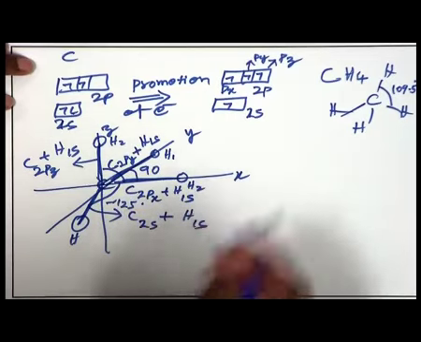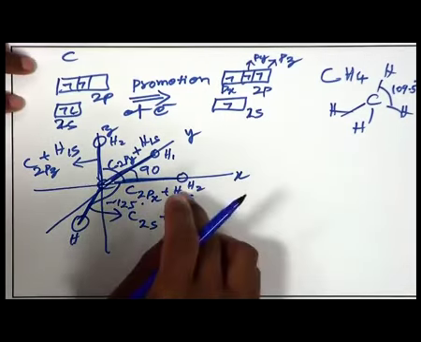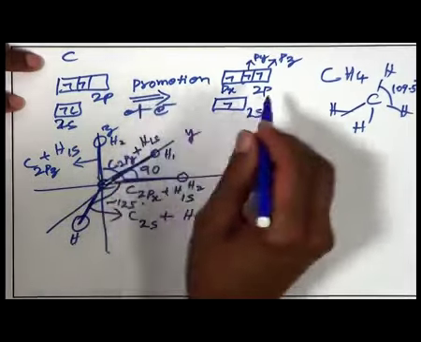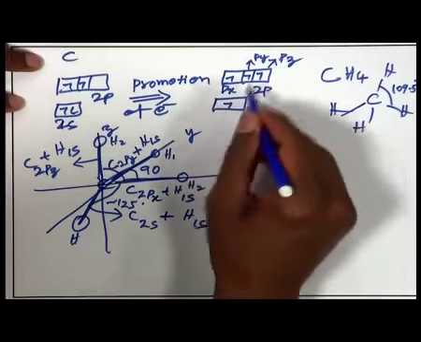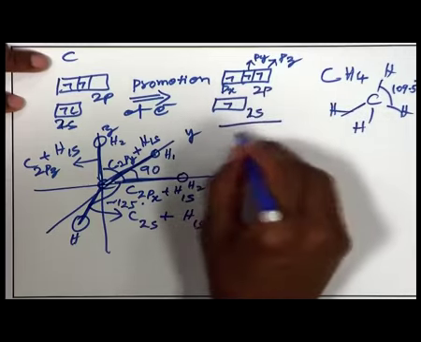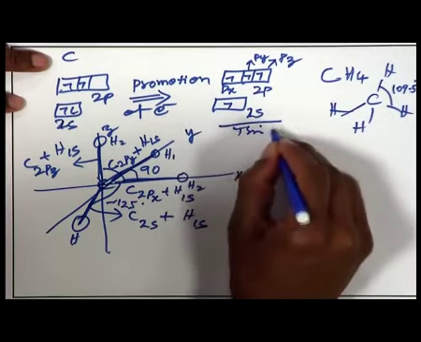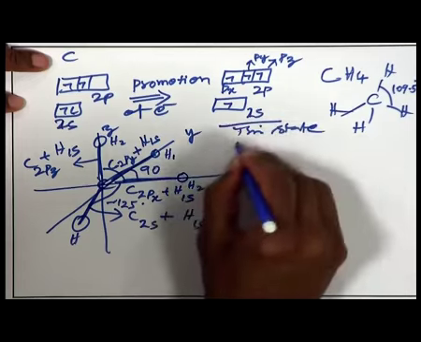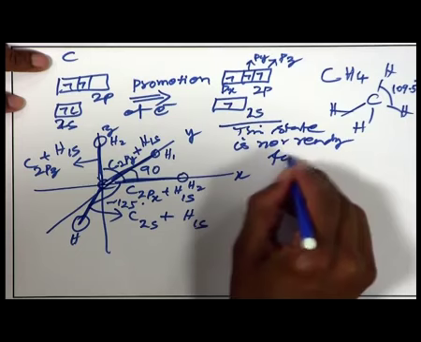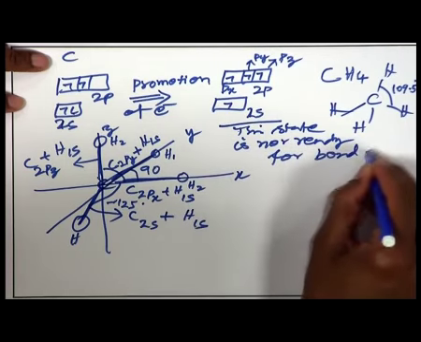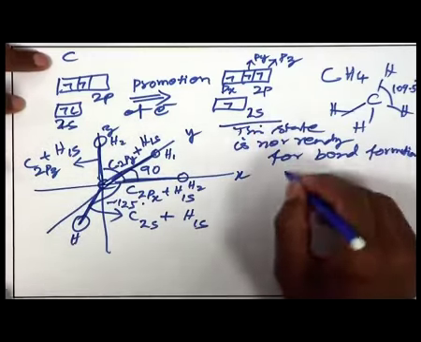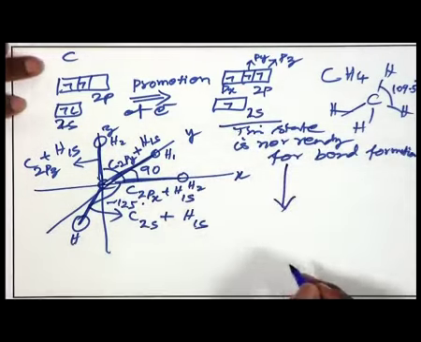Hybridization means mixing of atomic orbitals. The p orbitals mix with the s orbital. Once this state is formed, it is not ready for bond formation. Then it undergoes a process called hybridization.